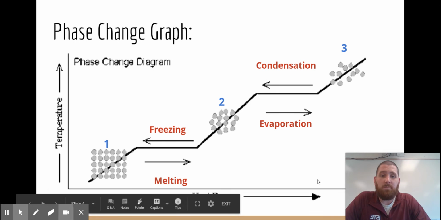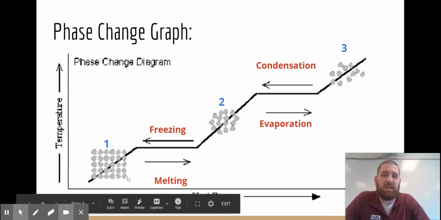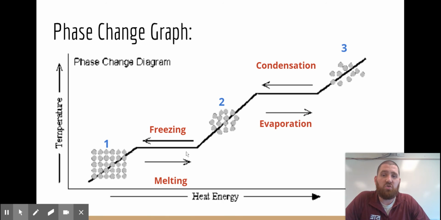Now, if we look at the bottom of the graph, we can see that heat is going up to the right and temperature is going up this way. What that means is that as heat increases, our substance is going to melt and then evaporate. We can see that the temperature rises in these few sections. Now, as we take heat away, a substance with a high temperature would then go through condensation, and then it would freeze.